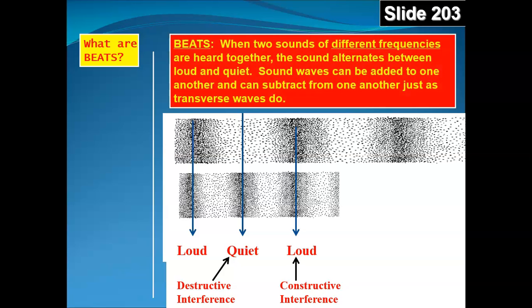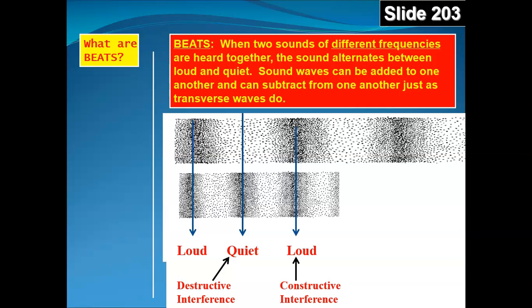Beats. When two sounds of different frequencies are heard together, the sound alternates between loud and quiet. Sound waves can be added to one another and can subtract from one another just as transverse waves do. So you'll notice you have two sound waves of different frequencies, different wavelengths. Now, they both are at their high amplitude point where you see it says loud on the left side, so that's going to be louder. And then where it says quiet, one of them is at a high amplitude, that is the air molecules are bunched together, and the other one is at a low amplitude. That means they're spread out. So they're going to tend to cancel each other. So that would be quieter.